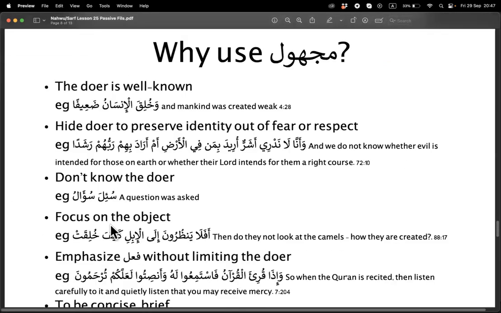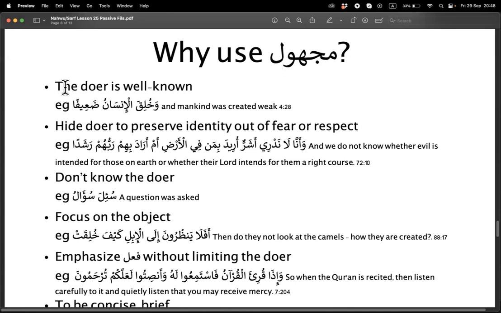Why do we use the majhul verb? One reason could be that the doer is well known. So for example, وَخُلِقَ الْإِنسَانُ ضَعِيفًا. So where's our majhul here? Majhul is khuliqa. Yes, خُلِقَ, khuliqa, and al-insanu will be naibul fa'il. Okay, so mankind was created weak, right? So this is our naibul fa'il.